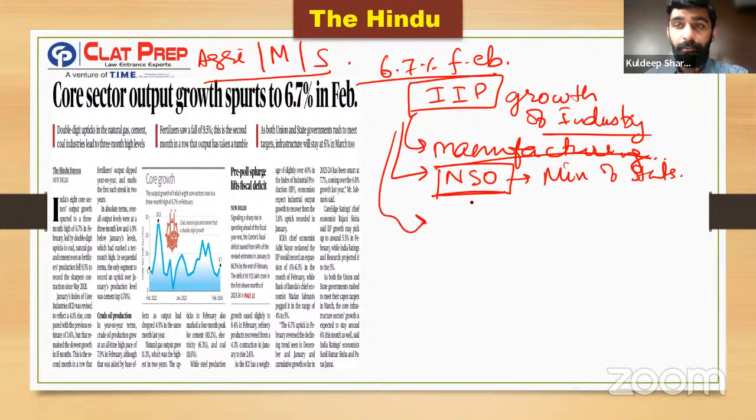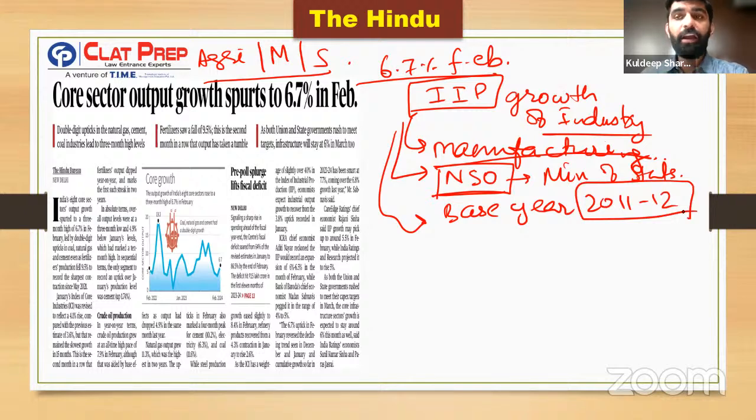And it basically measures the growth on the base year. What is the base year? The base year is the year from which we are comparing our growth. For example, if I am comparing the industrial growth for the year 2024, my base year or my year of reference would be 2011-12. And basically, this IIP is published monthly.